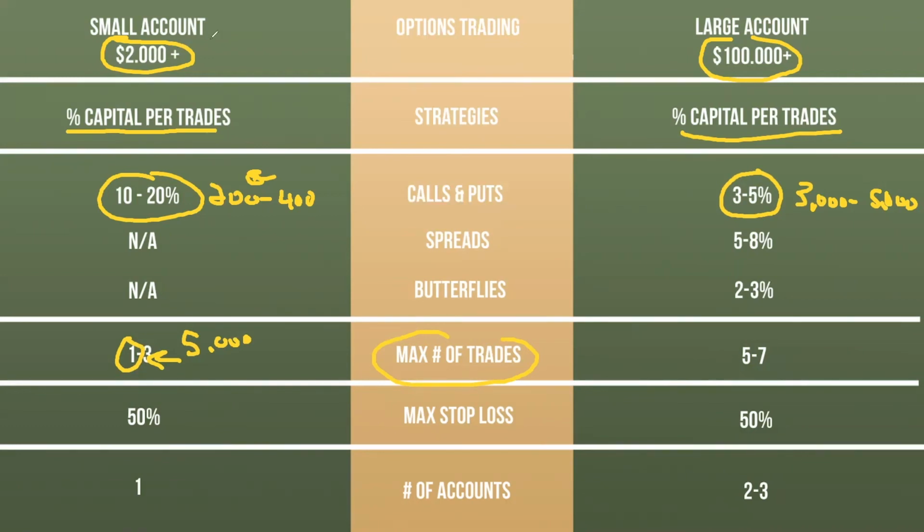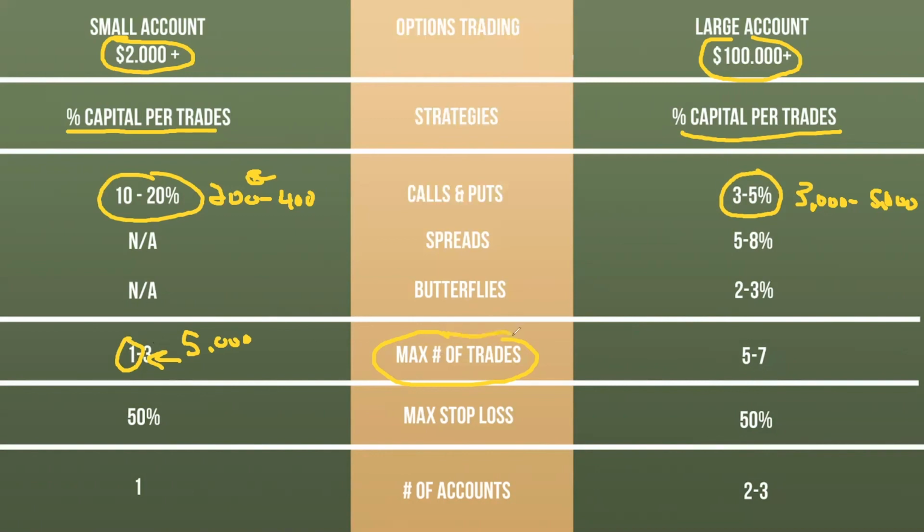Because if you start making more trades and one trade goes against you, with a quick 40% loss, now you're screwed. Now that second trade, you need a 40% gain just to break even again. So focus on one trade at a time when you have a $2,000 account. When you get to $5,000, you can make two trades at a time. When you get to $10,000, you can make up to three trades at a time.